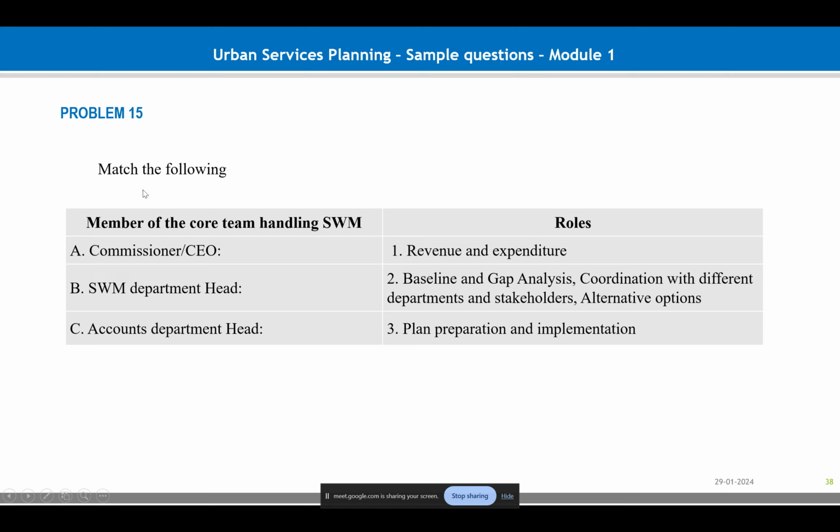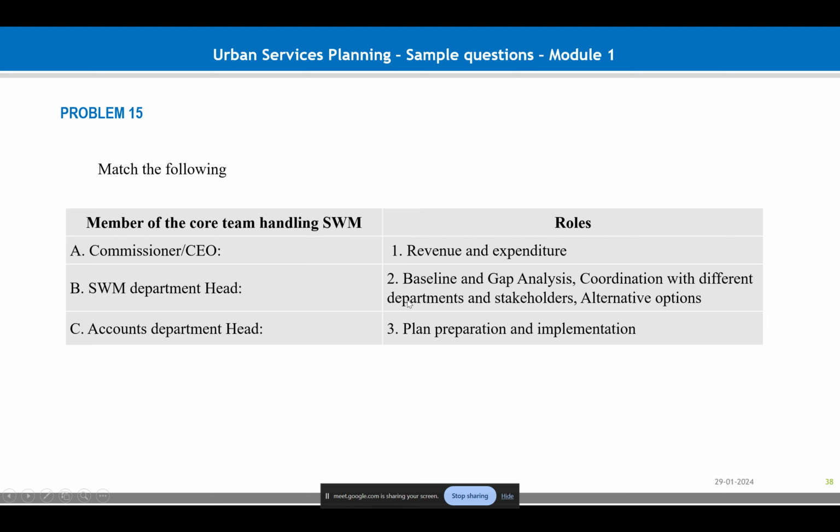Now, question 15, match the following. Member of the core team handling solid waste management. So the idea is you have the commissioner, the department head, or the head of the accounts department. In the lecture, since we took this particular example of solid waste management, we are bringing that up here again. So the question basically asks what the role of the commissioner is, what the role of the department head is, and what the role of the account head is.